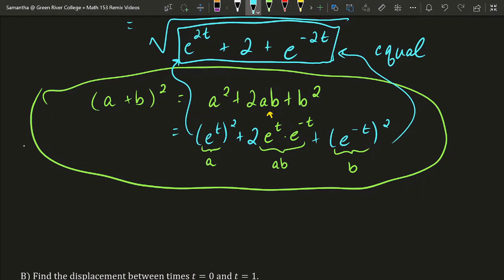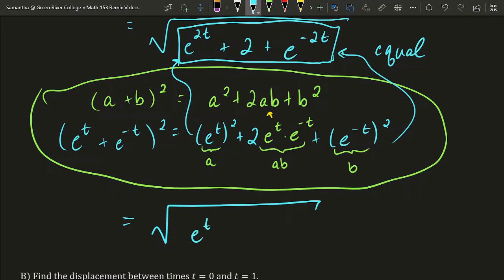So by acknowledging that my expression is in the format of this algebra formula, I realize that what I have in my expression can be rewritten as e to the t plus e to the minus t, quantity squared. And therefore my speed is equivalent to the square root of that quantity.